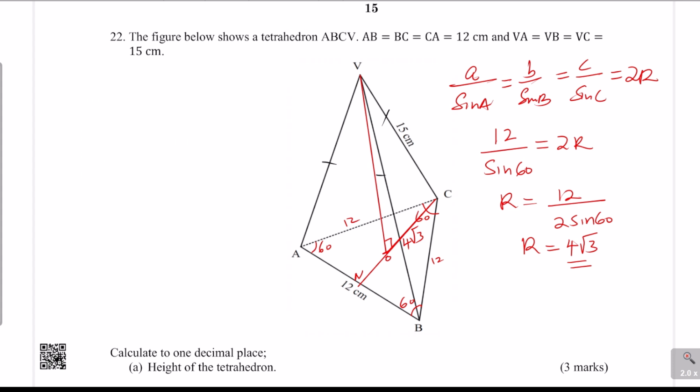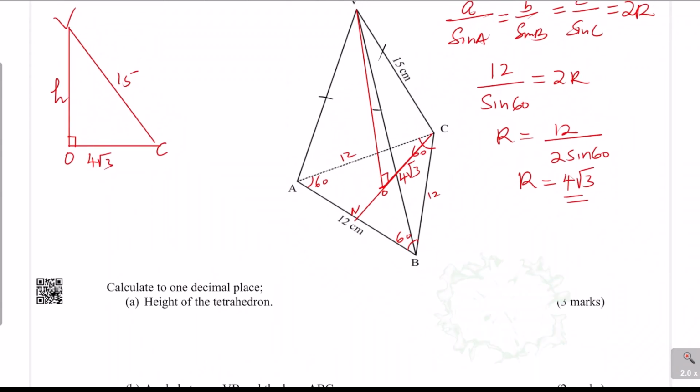So now having that, we can get the perpendicular height. So we just have the triangle now here. I can extract it so that we can have this is O, this one is V, and this one is C. So we have OC, this is 4 root 3, and then we have VC as 15. So we can get the height. The height will be given by Pythagoras theorem, the square root of 15 squared minus 4 root 3 squared.